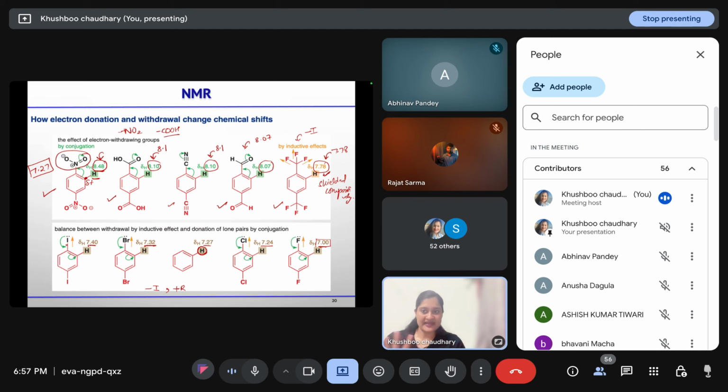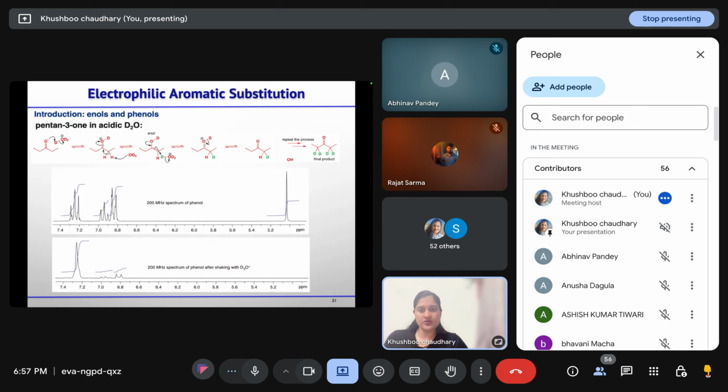So now we have some idea about NMR. So let us discuss electrophilic aromatic substitution. If we have a ketone in our system and we are treating it with acidic D2O, I'm considering the example of pentan-3-one, and we are treating it with acidic D2O. D2O is deuterated water.